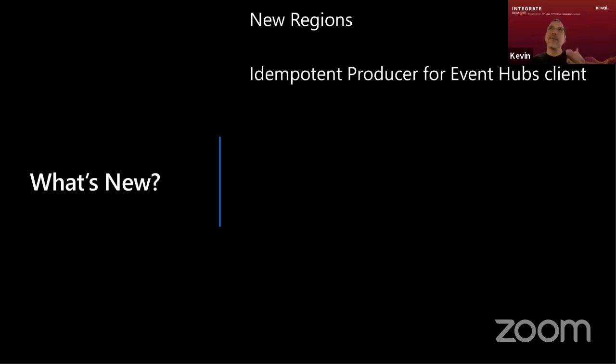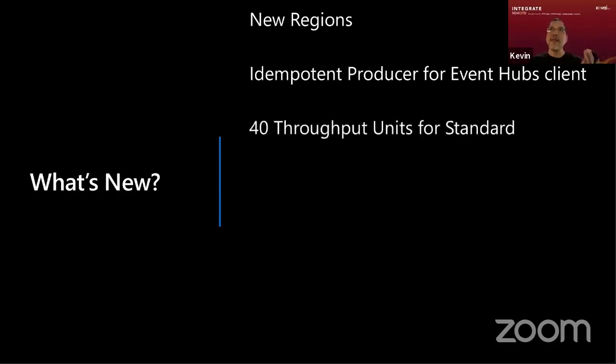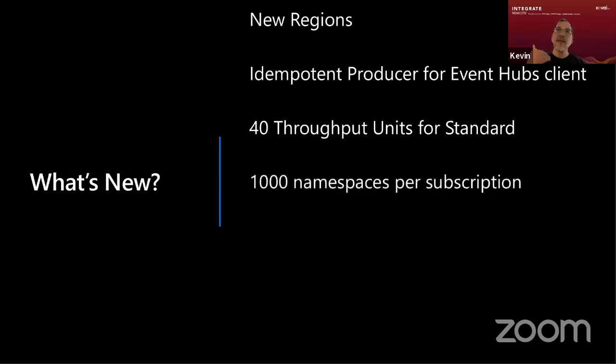We added idempotent producers for the Event Hubs clients. We had it in Kafka earlier last year, and then we added it to the Event Hubs client. That's now GA. It's in the SDK. We increased the throughput units from 20 to 40 for standard, so now you can go up to 40 megabytes per second in the standard tier. We extended the number of namespaces per subscription to 1,000, so now you can have 1,000 namespaces per sub.